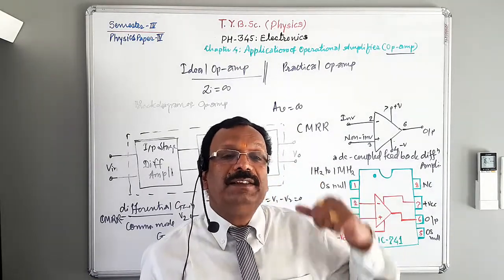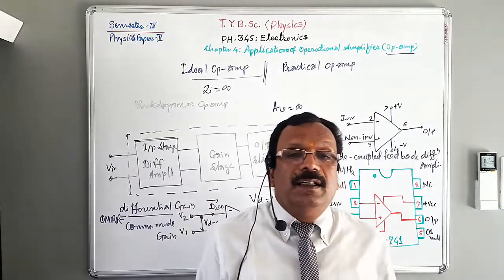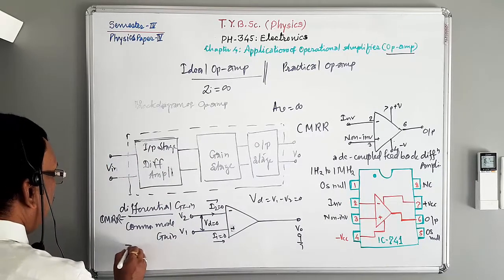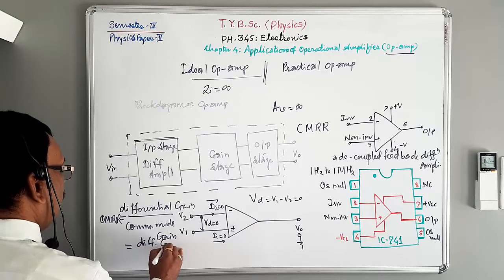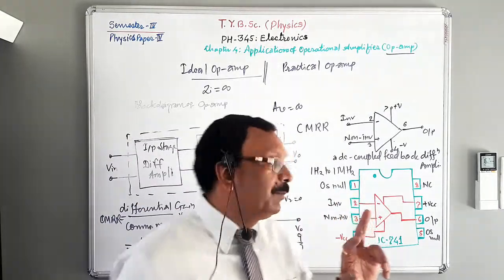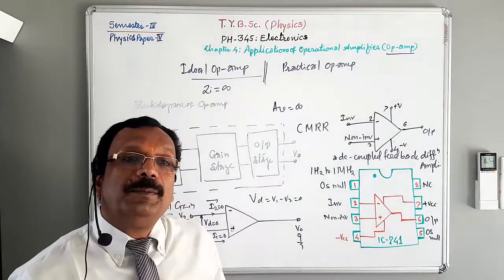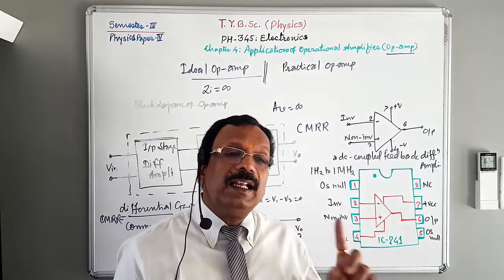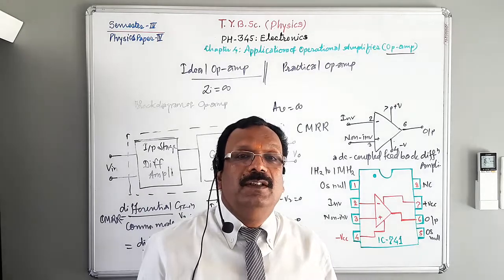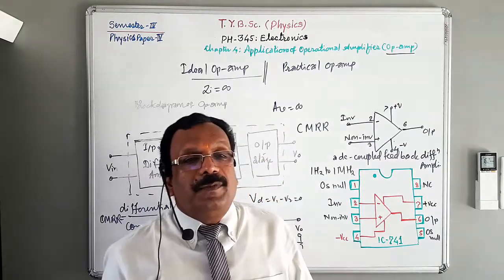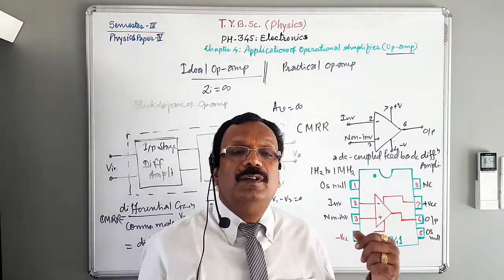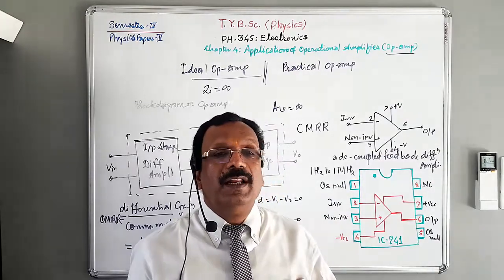An ideal op-amp has CMRR infinite, which ensures that the common mode gain is 0. When the common mode gain is 0, then the common mode rejection ratio of an ideal op-amp is infinite. And due to this, the common mode noise output voltage is 0 for an ideal op-amp.